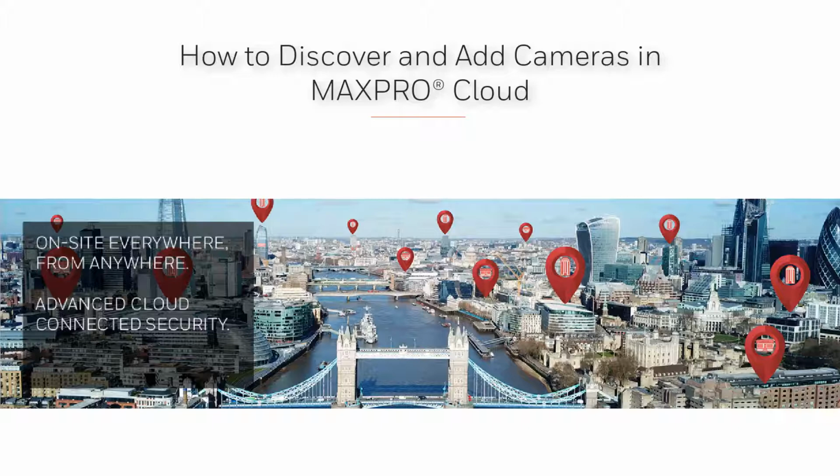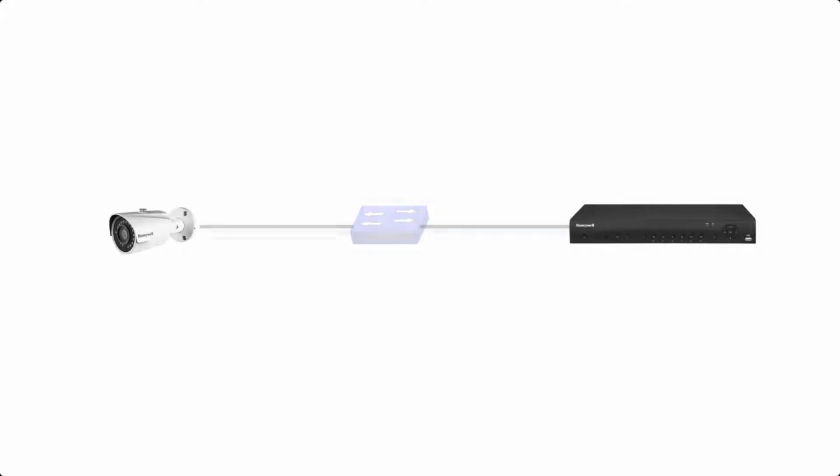In this video, we're going to cover how to add cameras to a site in Maxpro Cloud using the camera discovery method. First, ensure the camera is connected to the recorder or the same network as the recorder, and that the recorder is online in Maxpro Cloud.